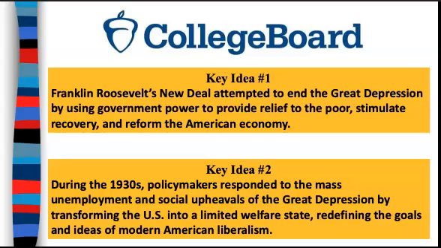First one, Franklin Roosevelt's New Deal attempted to end the Great Depression by using government power to provide relief to the poor, stimulate recovery, and reform the American economy. And key idea number 2 says, during the 1930s, policymakers responded to the mass unemployment and social upheavals of the Great Depression by transforming the U.S. into a limited welfare state, redefining the goals and ideas of modern American liberalism.